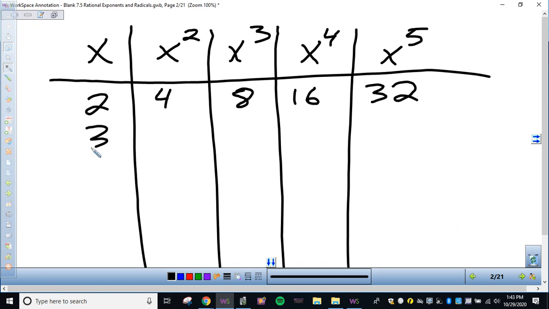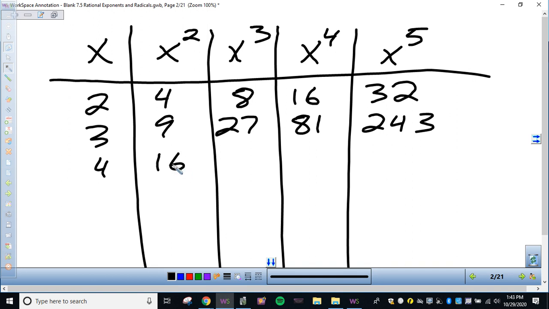All right, next is 3. 3 squared is 9. 9 times 3, 27. 27 times 3, 81. 81 times 3, 243. We'll talk about how to use this chart in a sec. 4 squared, 16. 16 times 4, 64. 64 times 4, 256.